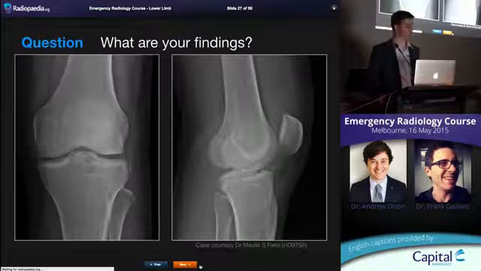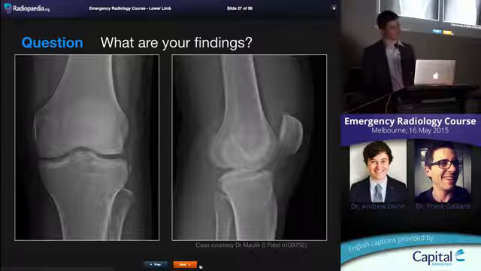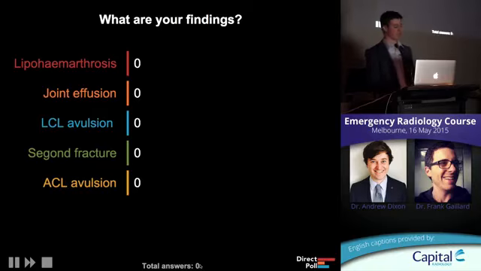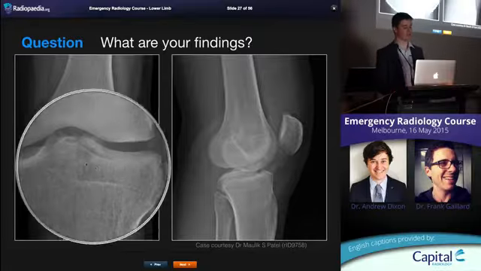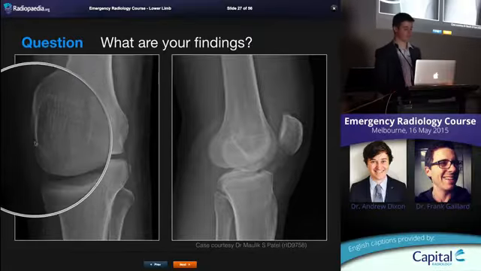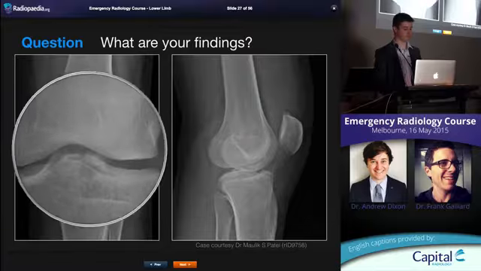Okay, this is a poll question, so get out your phones. We're going to try and spot as many injuries as we can on this patient. So we've got lots of options: lipohemarthrosis, joint effusion, lateral collateral ligament avulsion. I've been talking about little avulsion fractures, so surely there's going to be one here. Lateral collateral ligament avulsion, second fracture, ACL avulsion. Here are the images. I'm just going to zoom around a little bit and give you a chance to look at things.